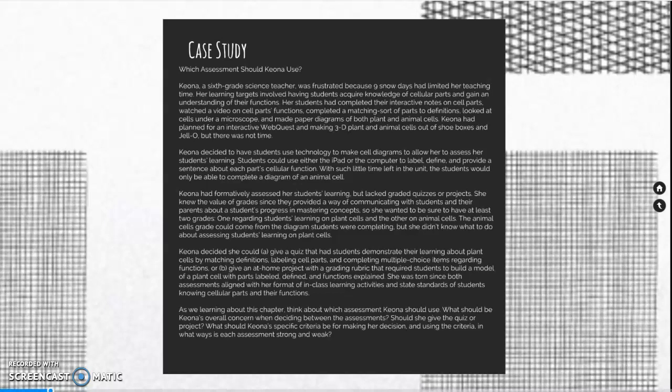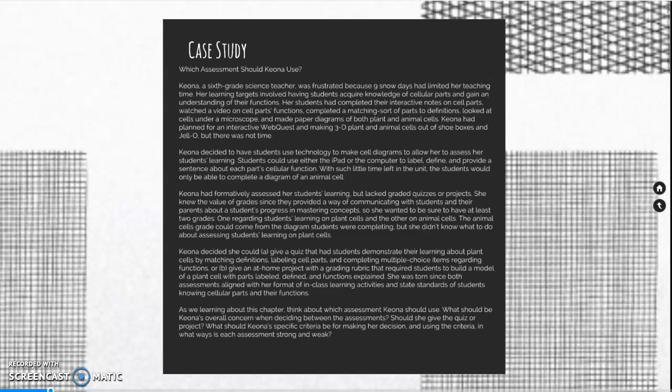As we learn about this chapter, think about which assessment Kiona should use. What should be Kiona's overall concern when deciding between the assessments? Should she give the quiz or the project? What should Kiona's specific criteria be for making her decision? And using the criteria, in what ways is each assessment strong and weak?